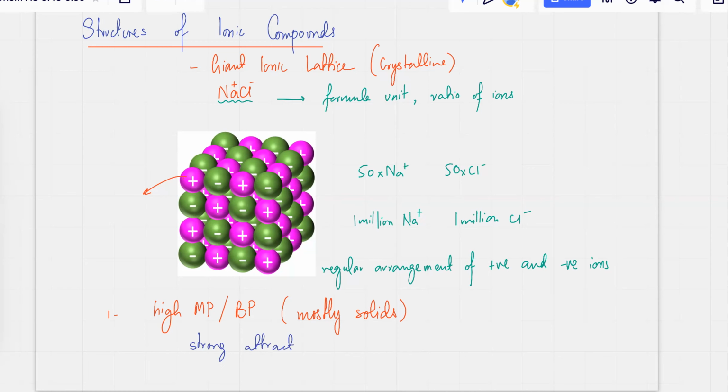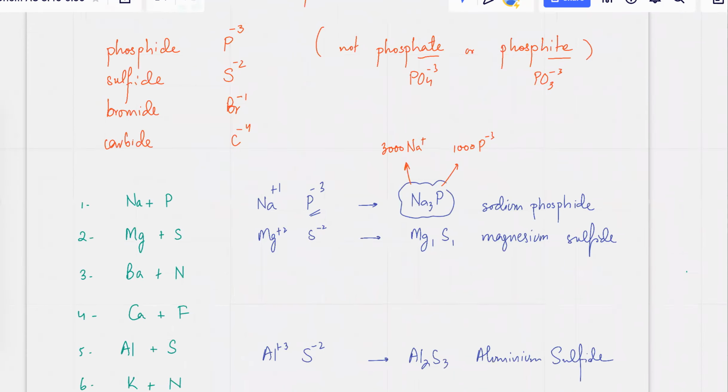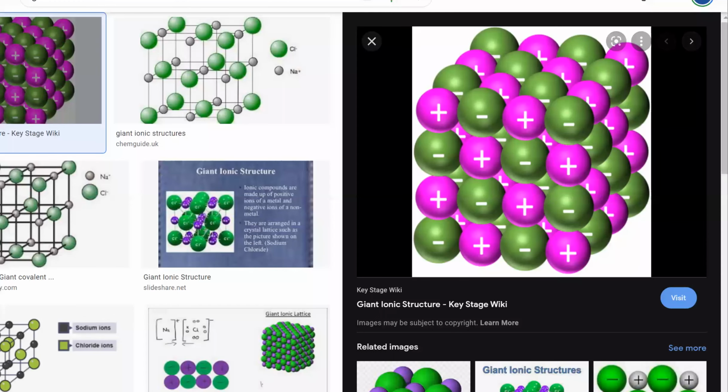One of the factors is the attraction is strong between positive and negative ions. For ionic compounds, right? Or only for NaCl? For any ionic compound, I mean, that applies to NaCl as well. I'll show you the lattice if I can figure out the lattice of, let's talk about aluminium oxide. That's also an ionic compound.